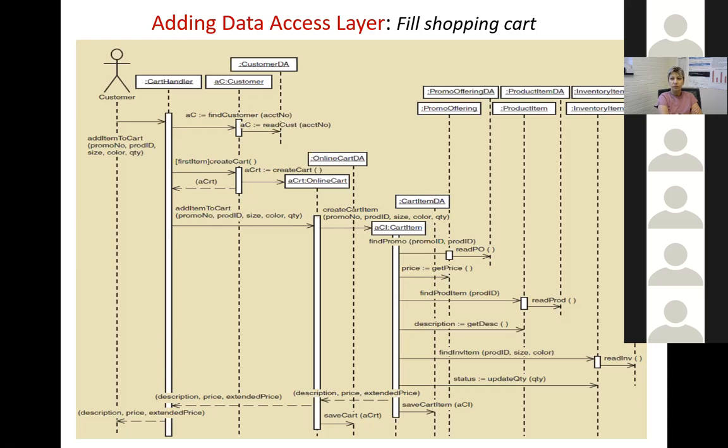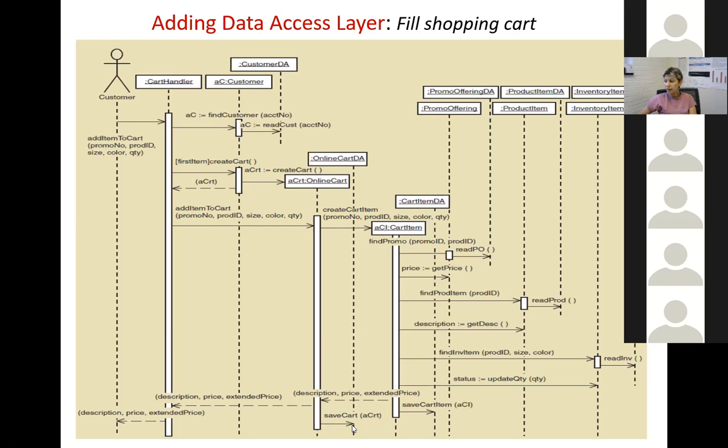Not quite sure. Do you see a message being sent to the online cart data access layer object anywhere on this diagram? The cart, online cart method. Online cart DA. Yeah. Where is the message being sent to that? Where in this diagram do you see a method being called? Read the method. Safeguard at the bottom. Exactly.